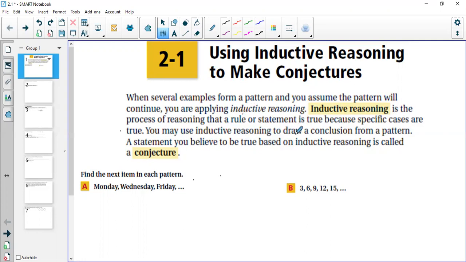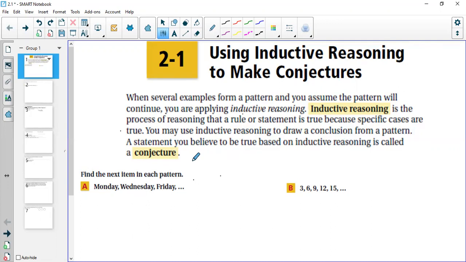You may use inductive reasoning to draw a conclusion from a pattern. So we use patterns to draw conclusions for inductive reasoning. A statement you believe to be true based on inductive reasoning is called a conjecture. So what is a conjecture? A conjecture is a statement we believe is true based on inductive reasoning. And what is inductive reasoning? Inductive reasoning is the process of reasoning that a rule or statement is true because some specific cases are true, or based on patterns.